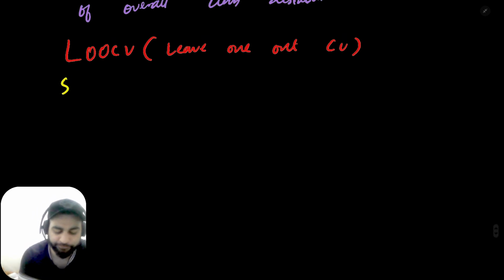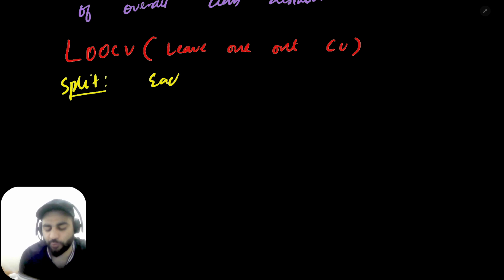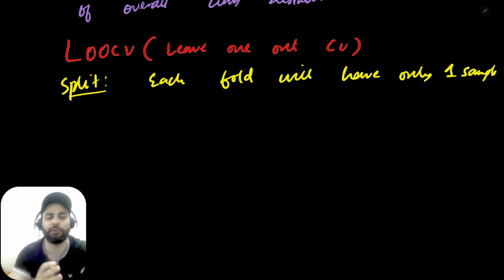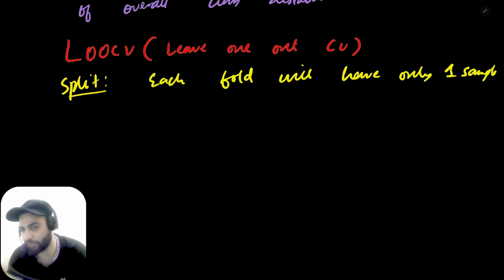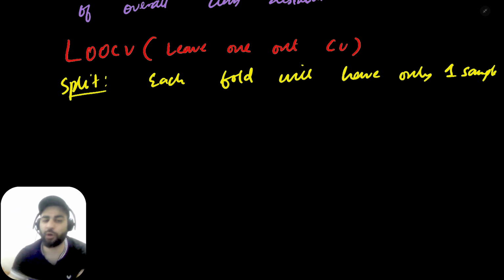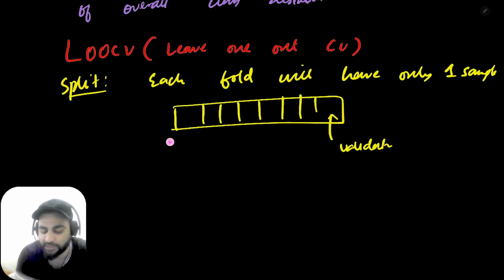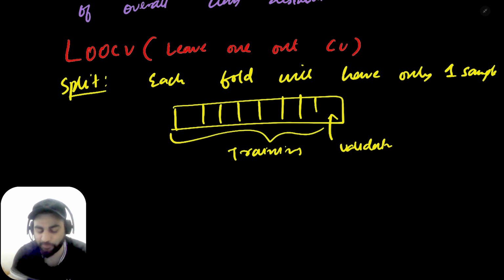How do we split? Each fold will have only one data point, only one sample. Then this process is repeated for each data point in the data set, resulting in n iterations, where n is the number of data points. For each data point, a single data point is held out as the validation set and the remaining are used for training. Suppose we have n samples, so one sample will be set as validation and the rest of the points will be used for training. So why is it good? Then this process will be reiterated n times if we have n points.